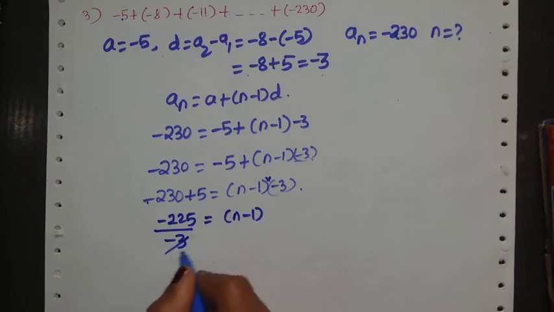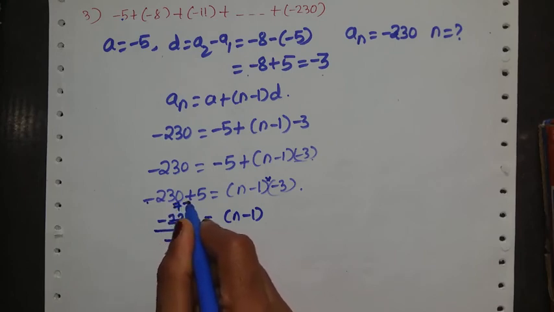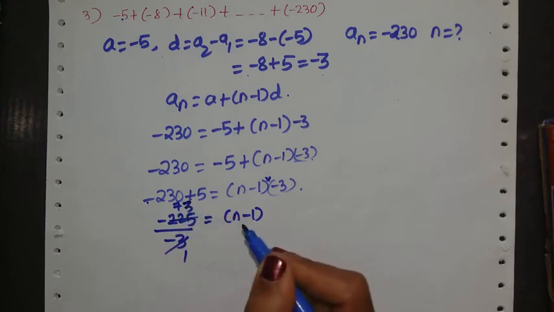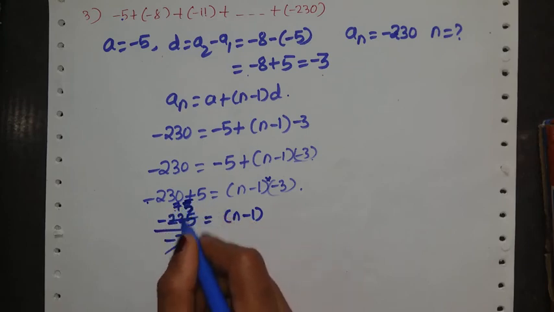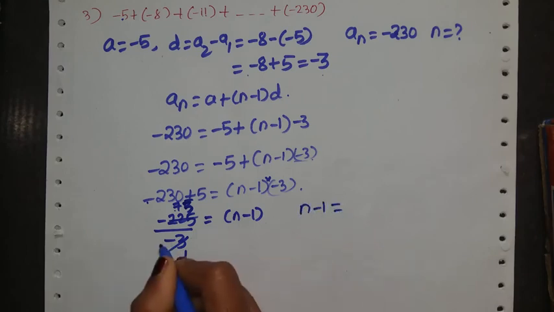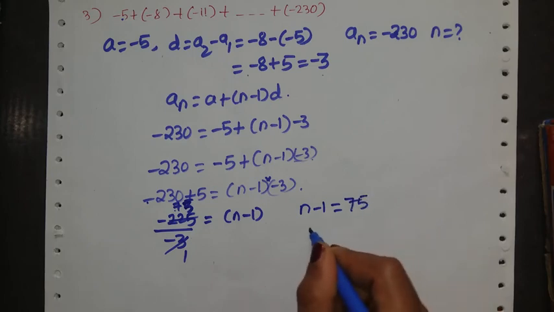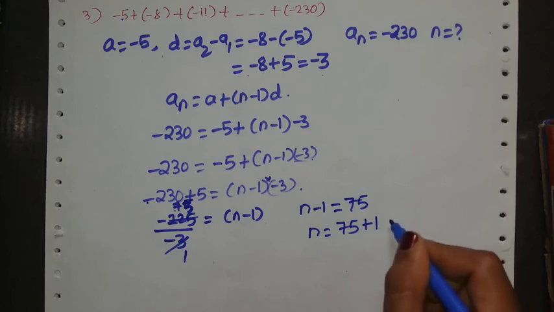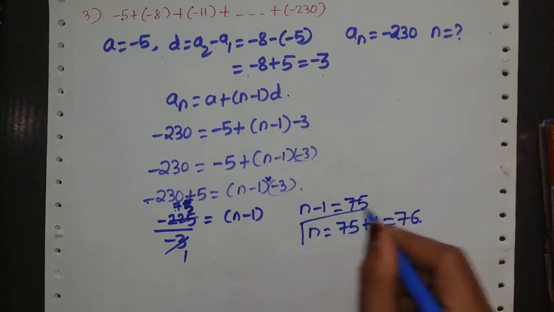Yes, here 3 sevens are 21, we remain with 1, 3 fives are 15. 3 fives are 15. Yes, here we have n minus 1 equals to, so minus minus get cancelled, we have 75. So n equals to 75 plus 1 equals to 76. So here number of terms are 76.